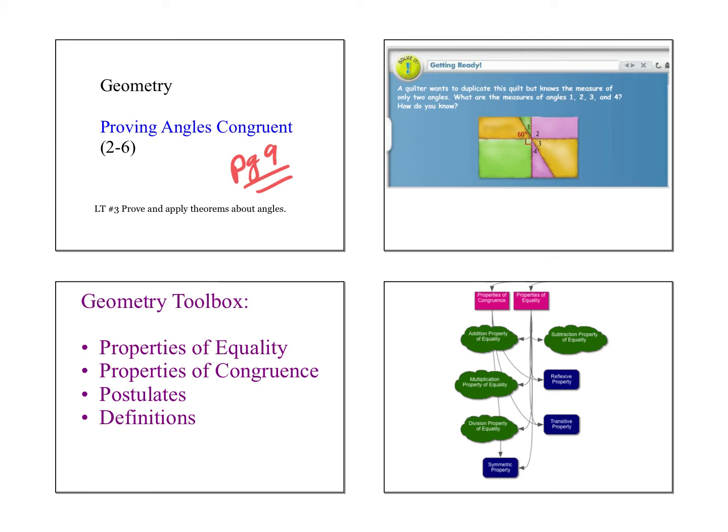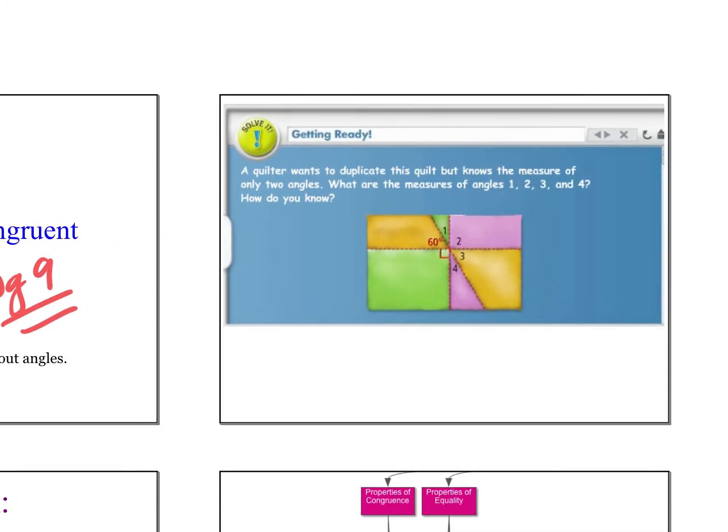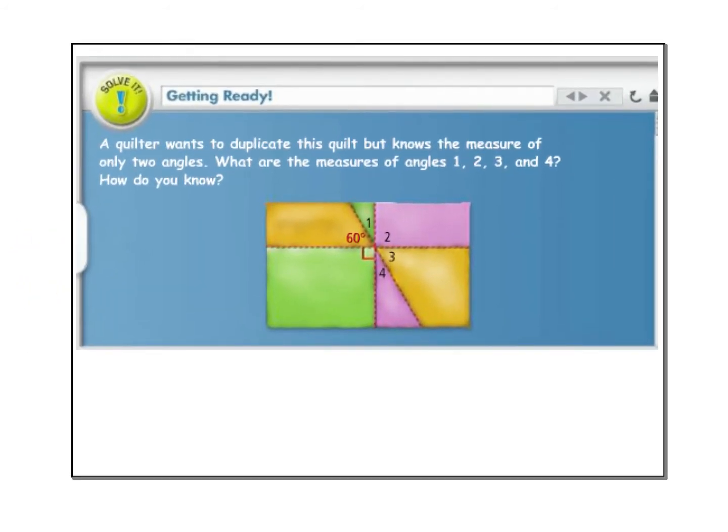So what we've got here, proving angles congruent, we're using geometry to do proofs. An example of this: a quilter wants to duplicate but knows the measure of only two angles, the 90-degree angle and the 60. Go ahead, find angle 1, 2, 3, and 4 with your group.